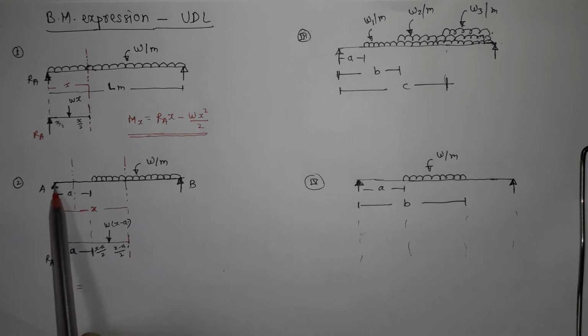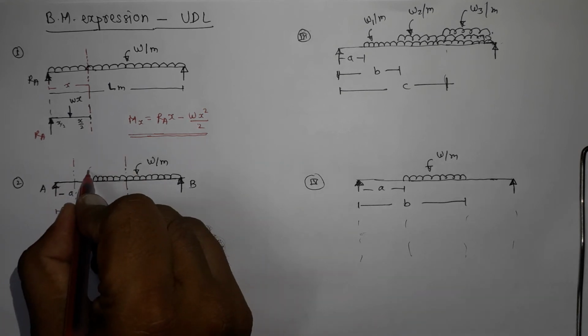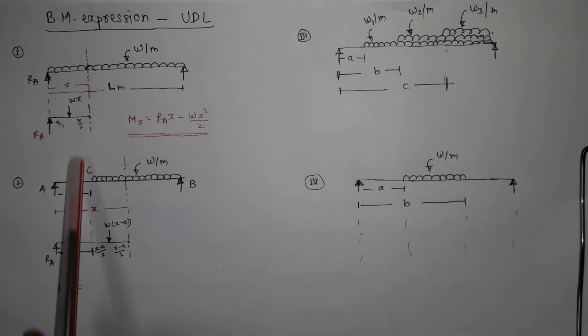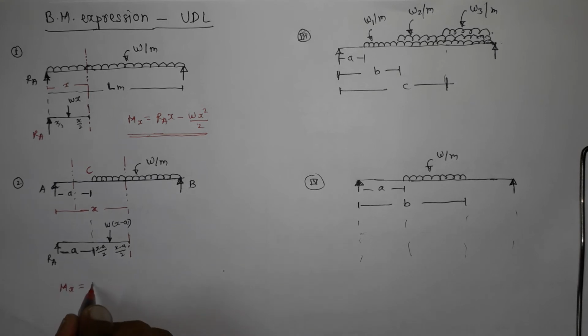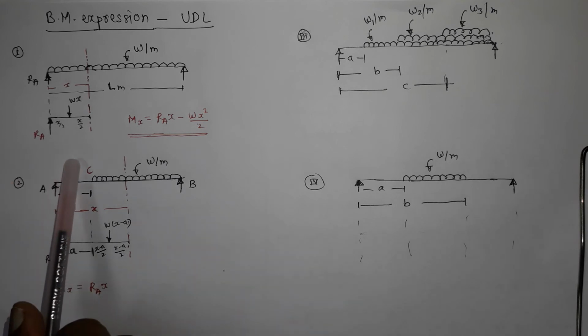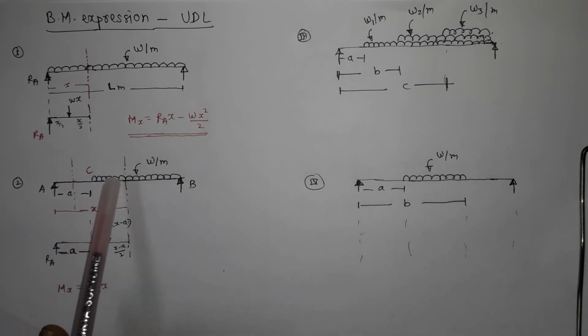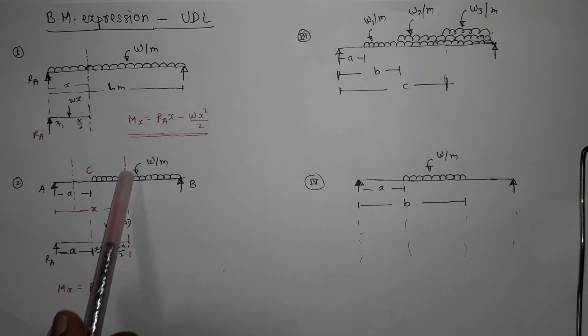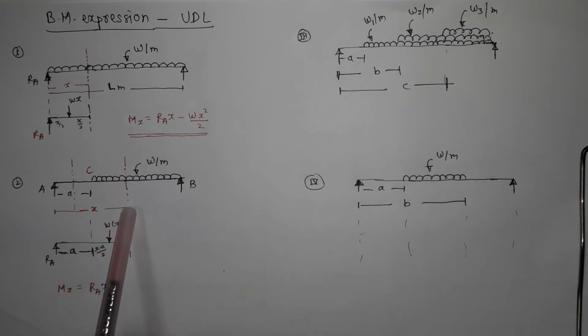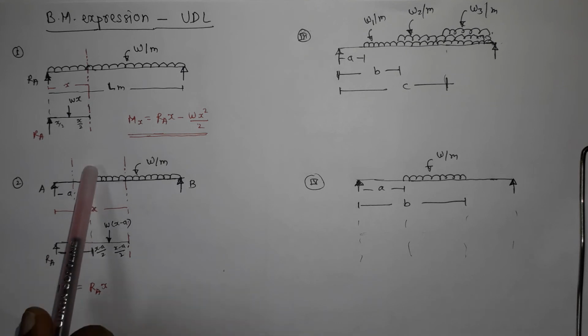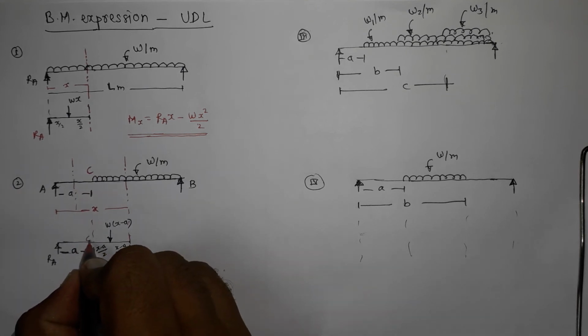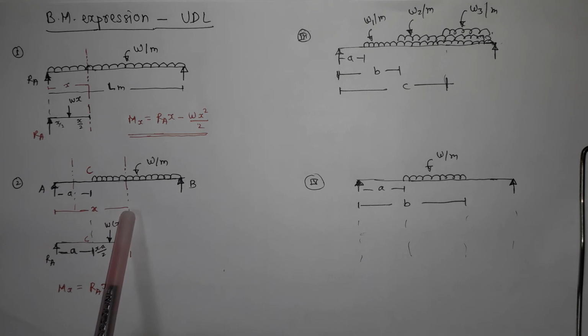The first subspan is from A to C. Say let this point be C. So A to C. And when I take a section over here, the bending moment will be Mx is equal to RA into x. So that is the bending moment for this section. Now when I go for the second subspan, in order to take the bending moment over here, I am cutting the beam over here and I have considered the left part. So RA is acting over here, then this is the point C, and the entire distance till this section is x.